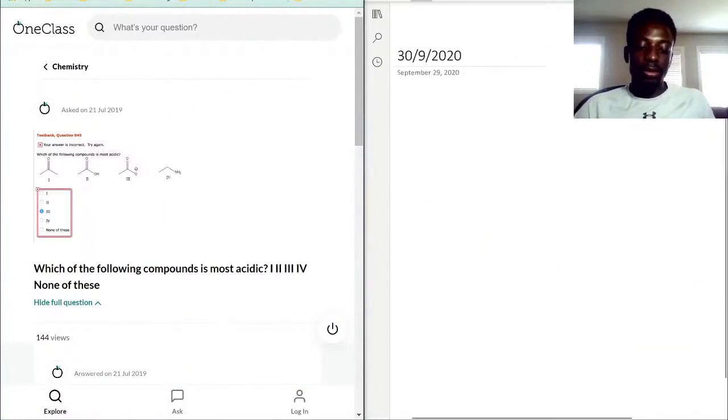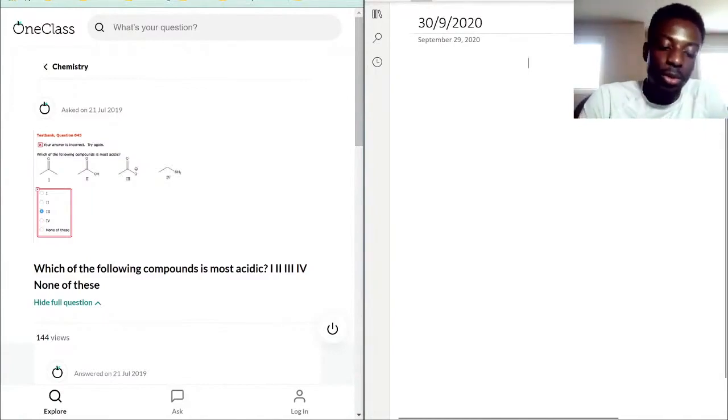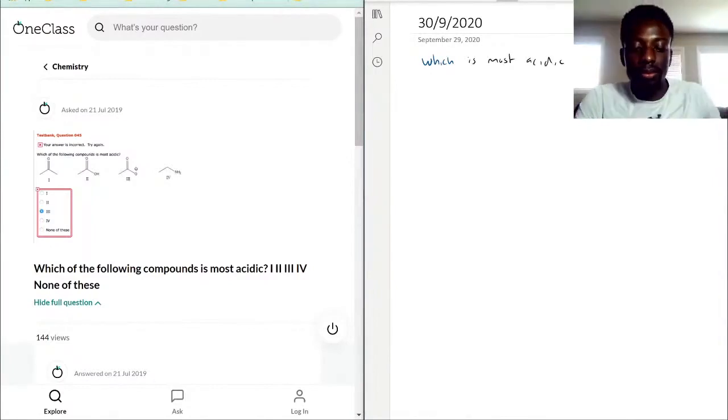This question here is just asking, of these four components, which is the most acidic? So which is most acidic? With that, let's find out which ones they're talking about.